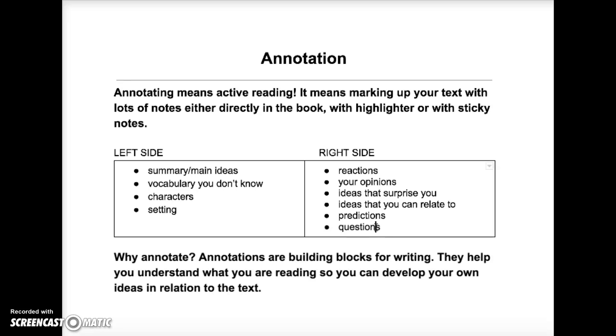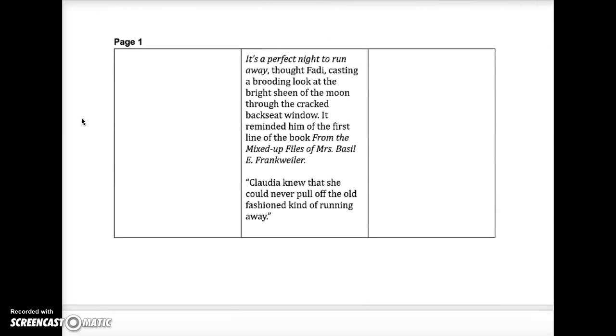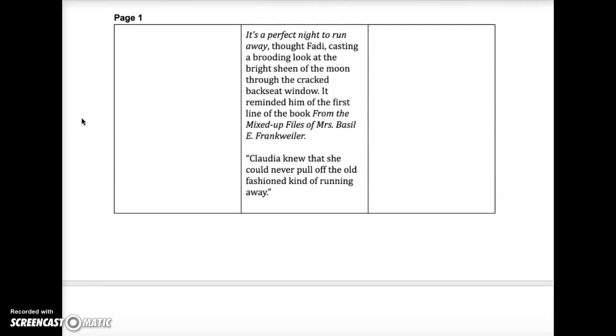Why annotate? Why do all of this work? First of all, annotations are building blocks for writing. They help you understand what you are reading, because if you don't understand, then you're not going to be able to write meaningful or interesting things in relation to the text. So you have to be able to summarize, get the main ideas, to be able to form your response, which will then make up the thesis and the big ideas of your essays. So I'm going to annotate for you page 1 of Shooting Kabul, just to give you an example.